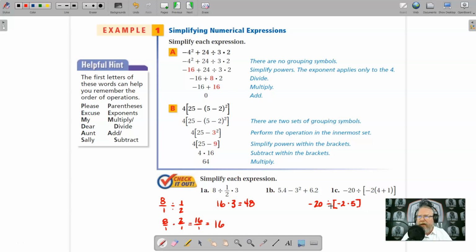So now I need to do what's inside the braces. Negative 2 times 5 is negative 10. And I have negative 20. Bring down my divided sign. Now, negative divided by negative is a positive. 20 divided by 10 is 2. So 1c simplifies down to the answer of 2.